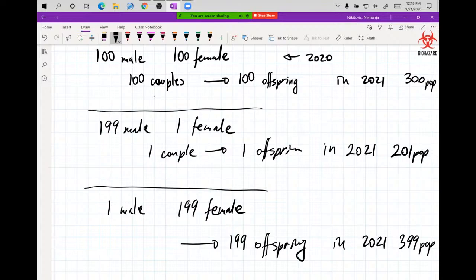And then you see that if you put 100 male, 100 female, and you create 100 couples, right, then that produces 100 offspring, because each couple, we said, in a year, in this problem, has only one offspring. So that's going to be 300. And then if you change the ratio male to female, then you can see that the population is either going to be 200 or 400, right, roughly.